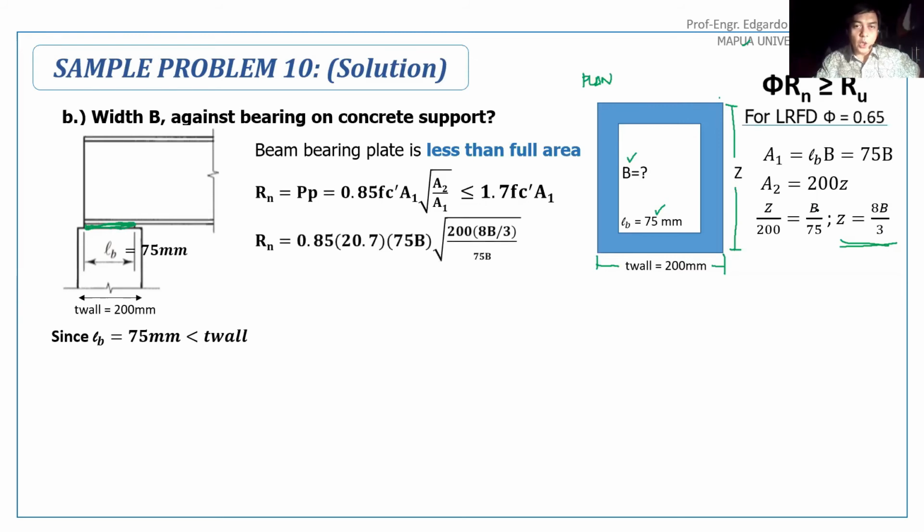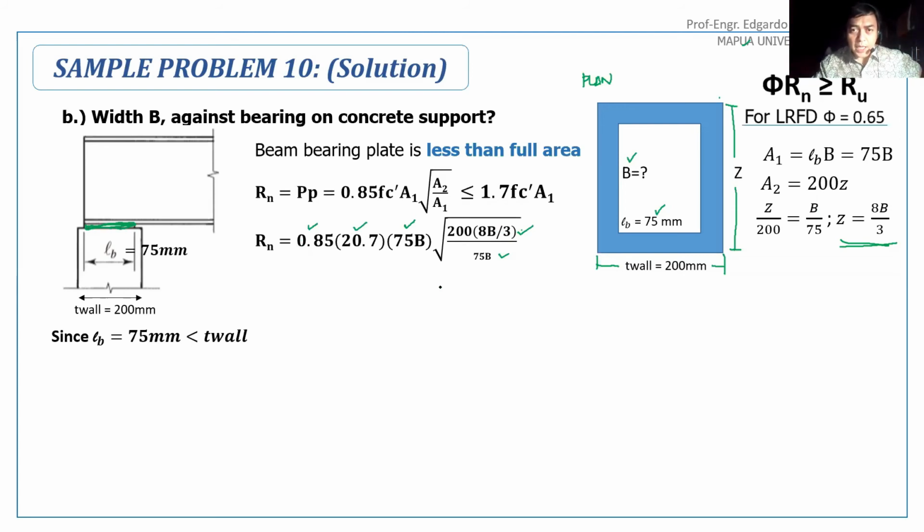Okay? So, substituting values in the equation for less than full area, the R sub n would be 0.85. Okay? FC prime is 20.7. Tapos yung A1 natin, 75B. Tapos square root ng A2 natin, yan yung Z. Yung A2 natin is 200 times Z. Ito yon. Tapos ito yung A1, 75B. Substitute mo lang lahat yan sa equation.